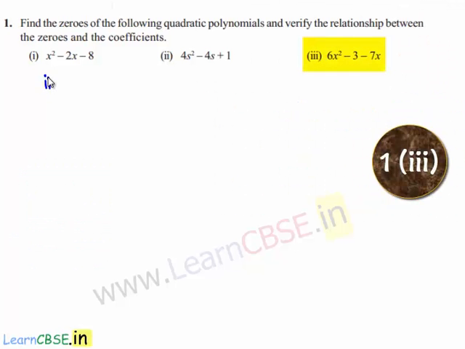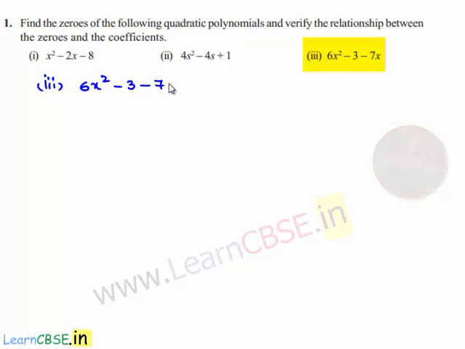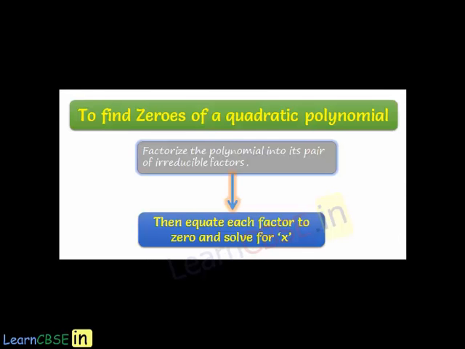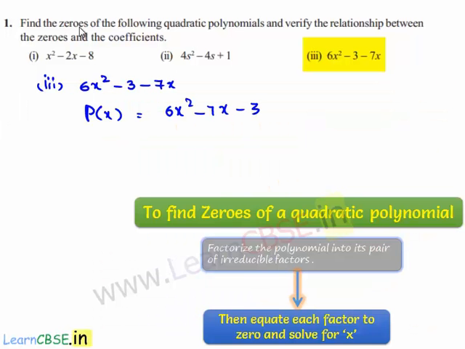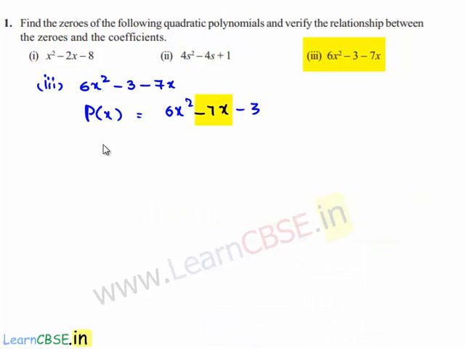Now coming to the third bit, which is 6x square minus 3 minus 7x. So let p of x be a polynomial which is equal to 6x square minus 7x minus 3. This is by rearranging the given polynomial. So in order to find the zeros of the given quadratic polynomial, we need to factorize the polynomial. So p of x is equal to 6x square minus 9x plus 2x minus 3.